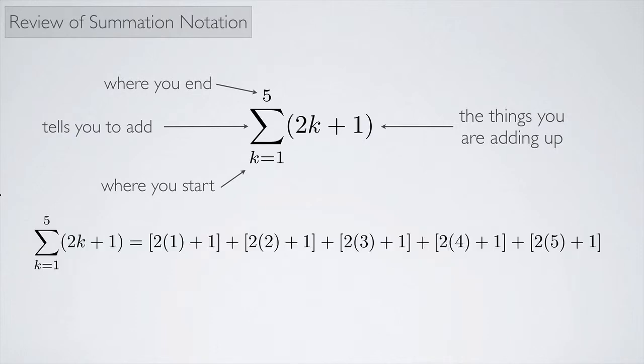So if I want to look at this sum in detail, I know that I'm going to start at 1 and end at 5, and what you do is you take this expression, 2k plus 1, and you plug in 1 for k, and then 2, 3, 4, all the way up to 5, and each time we're adding that expression. So 2 times 1 plus 1 gets added to 2 times 2 plus 1, and so on all the way up to 2 times 5 plus 1. That's what this sigma tells you. It tells you to add. And so then you can calculate this, and you end up getting 35.